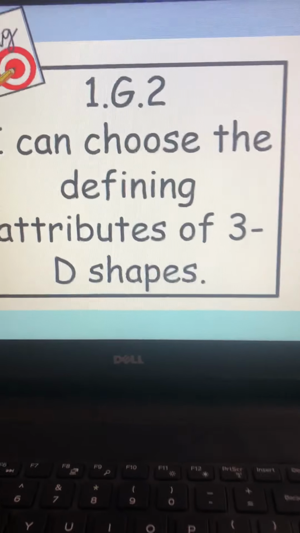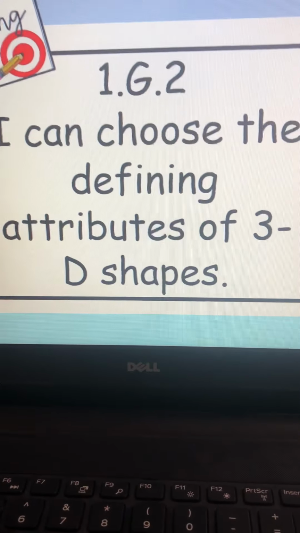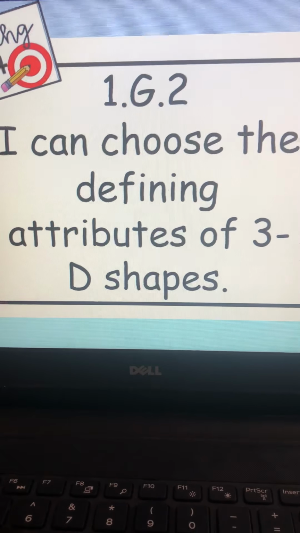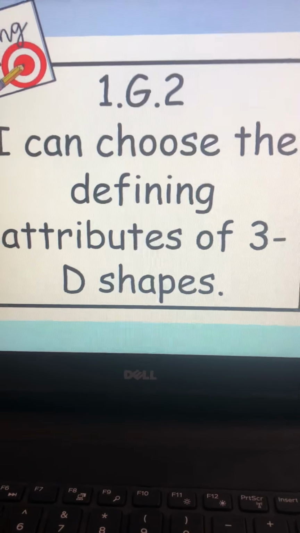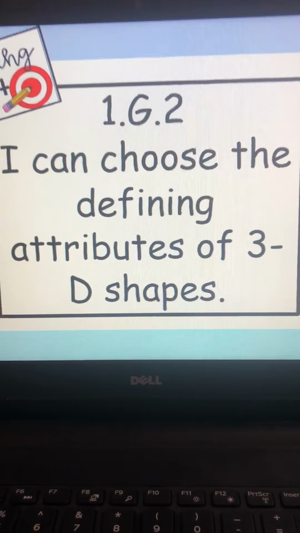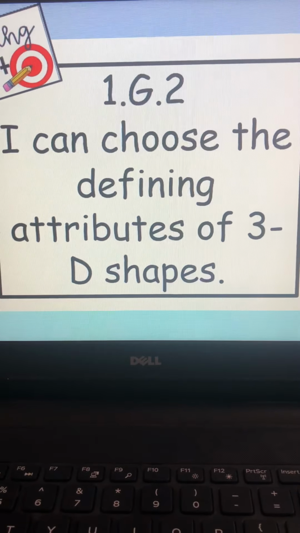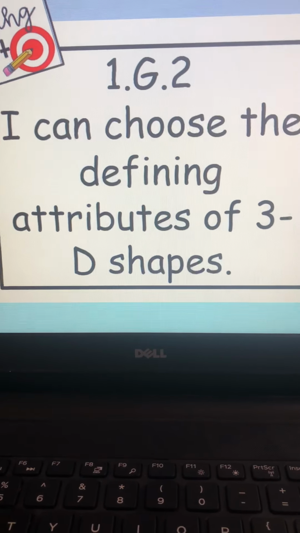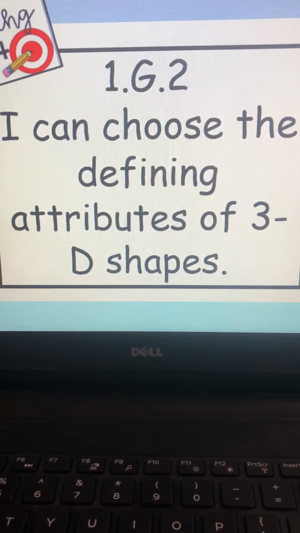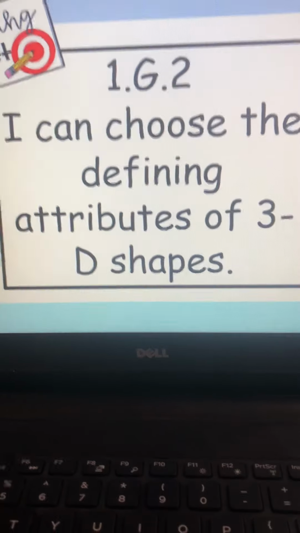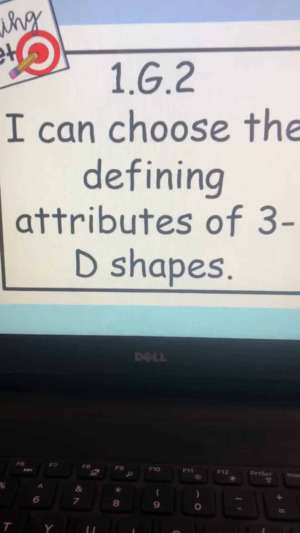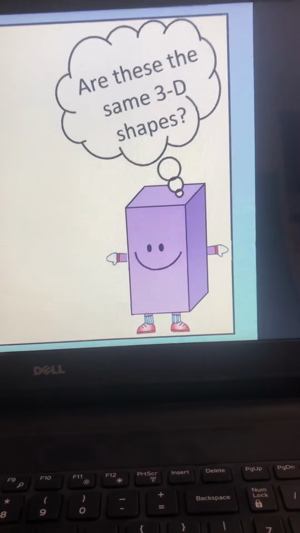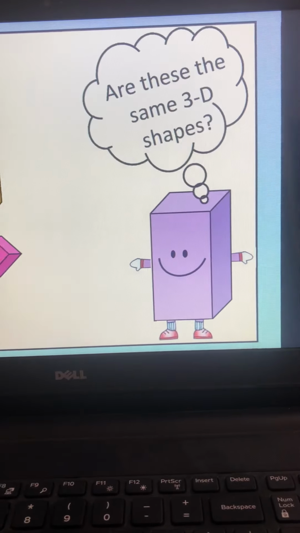We're going to look at some 3D shapes and we're going to talk about what makes them those shapes. So it's going to be kind of similar to that lesson that we did a few weeks ago about looking at the attributes of 2D shapes. So I think this will look a little more familiar once you see what I mean. So are these 3D shapes the same? What's the same about them?